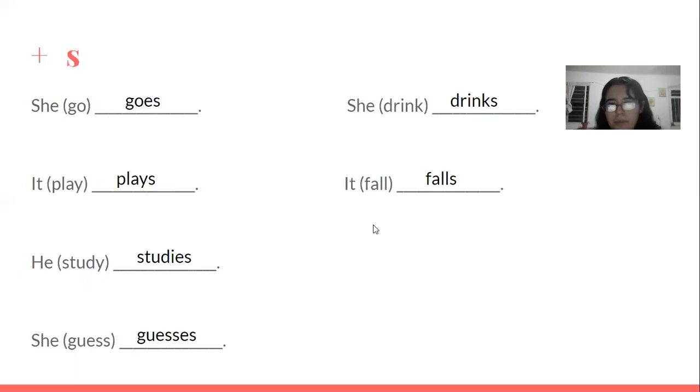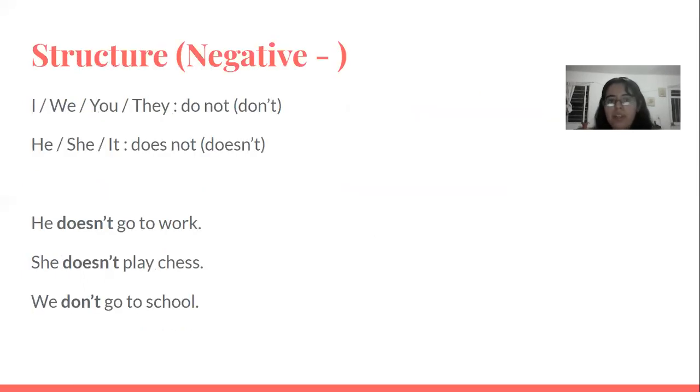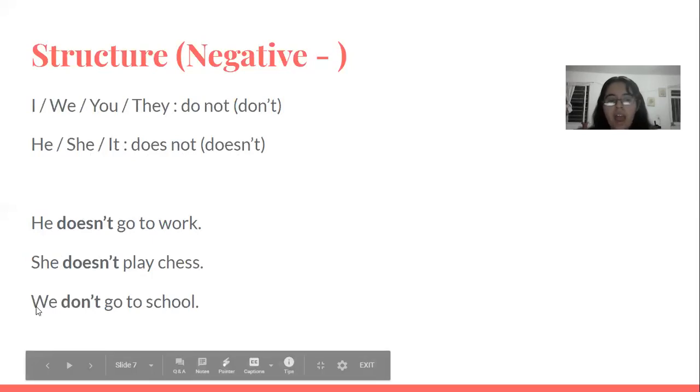So there we go. But what about the negative structure? When we have negatives, we have to use an auxiliary. So it would be I, we, you, they use do not or don't, and he, she, it use does not or doesn't. For example, he doesn't go to work. She doesn't play chess. And we don't go to school.